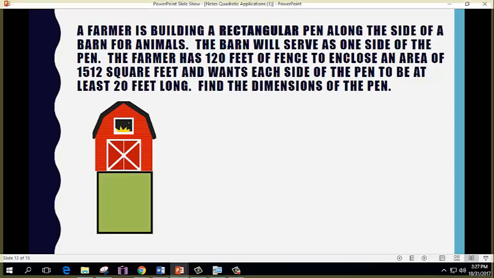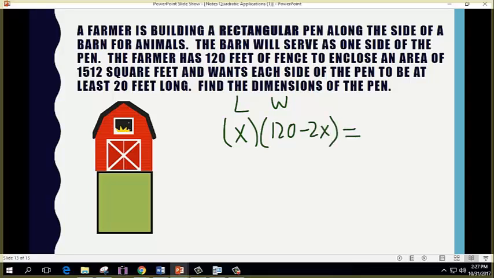So remember our dimensions. We had our length was x. We had our width is 120 minus your 2x. That should equal or minus the 1512, but we're not really concerned with that. What we are concerned with is the length. So let's see if the length equals 42 feet. That is perfect because that's above the 20 feet. So that one so far is good.